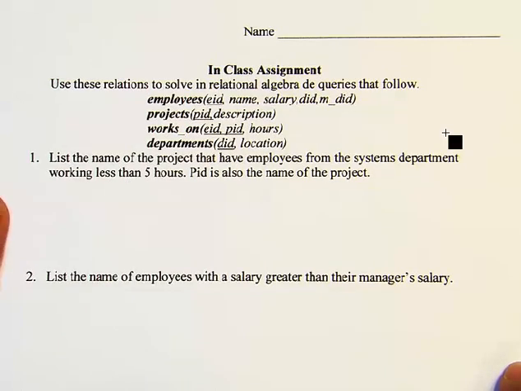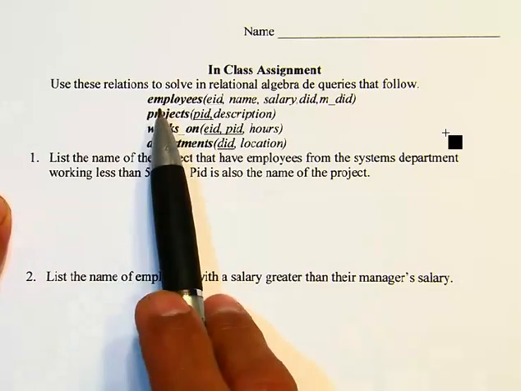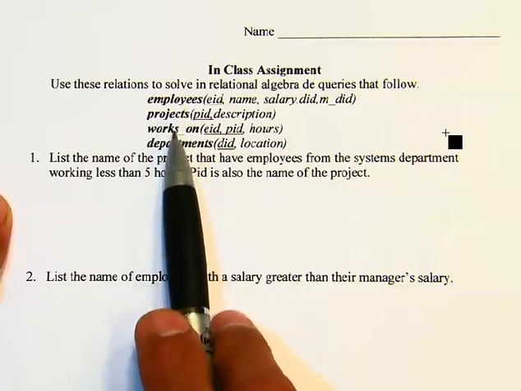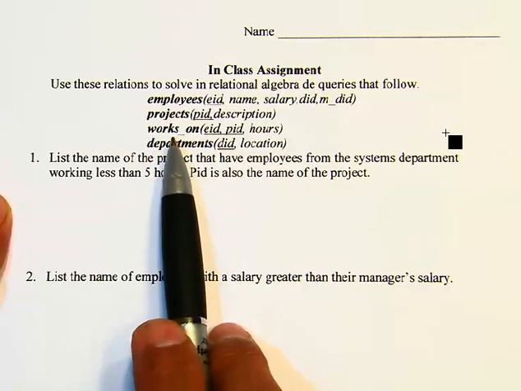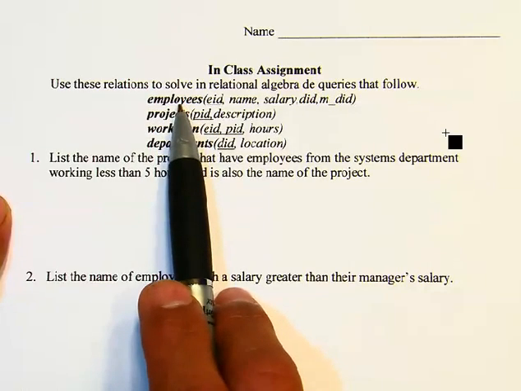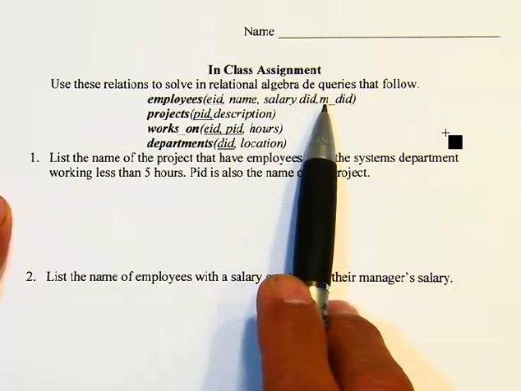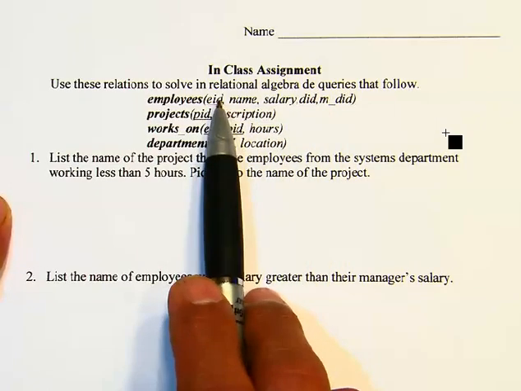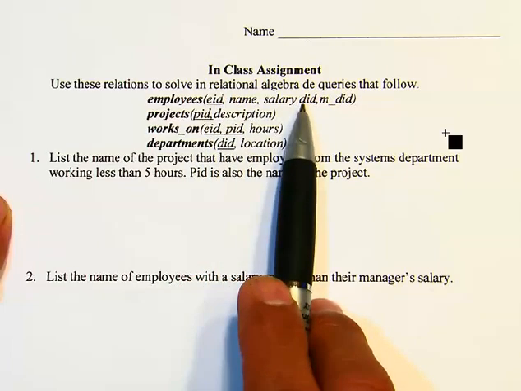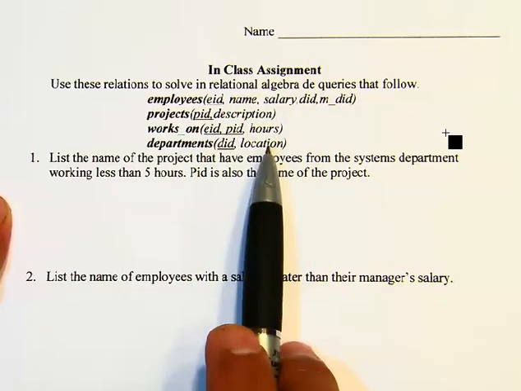Hi, in this tutorial we will solve these 5 relational algebra exercises using the following database: employees, projects, works on, and departments. So let's inspect the database that we have. We got employees: employee ID, name, salary, department ID, manager ID. So the manager ID is the same as an employee ID. Department ID is here and it gives me a location.